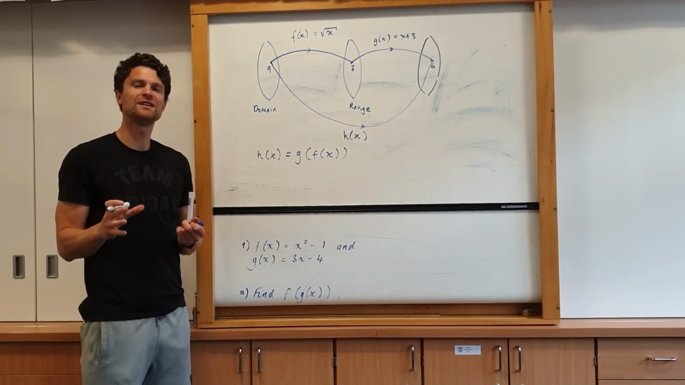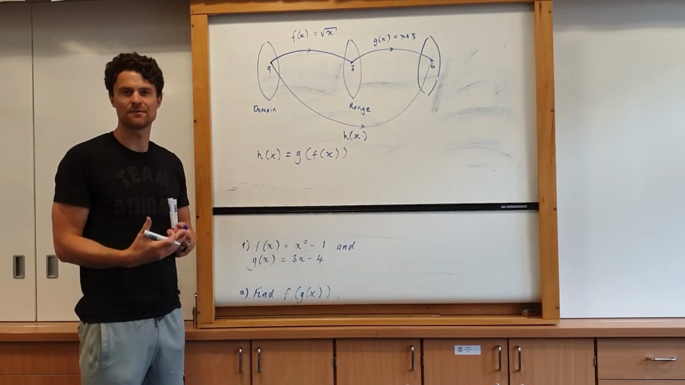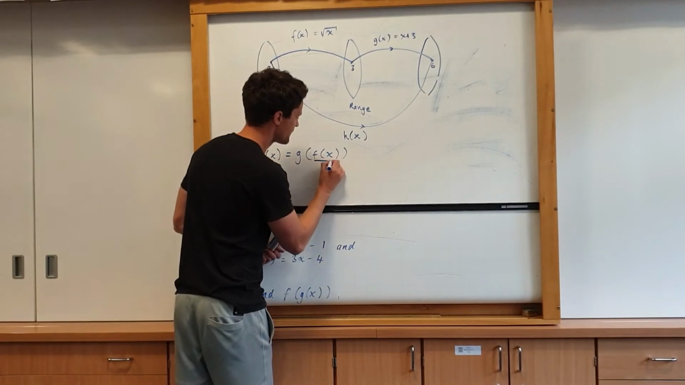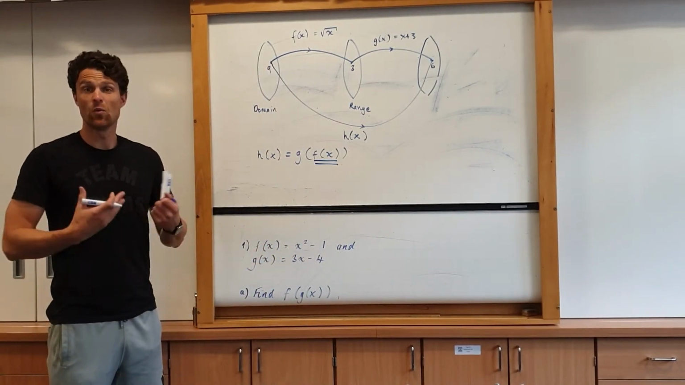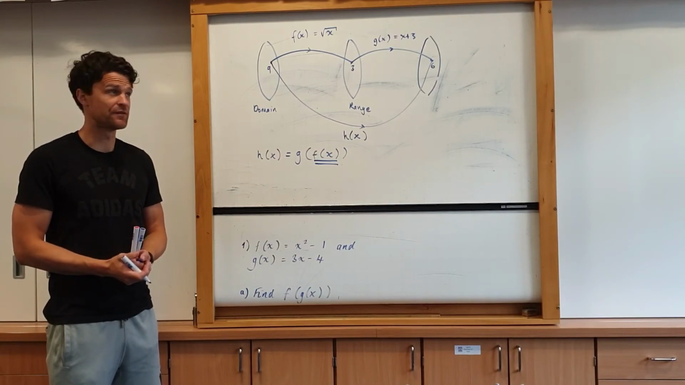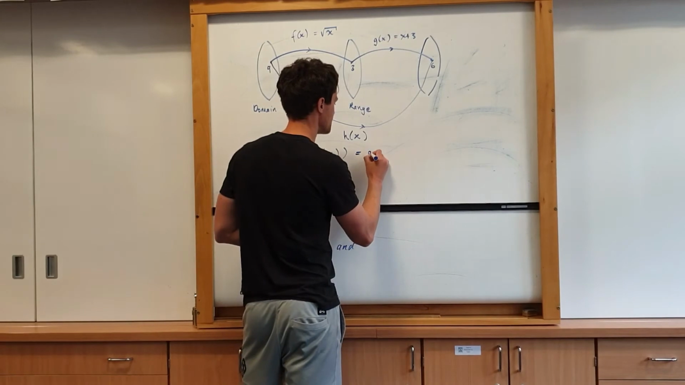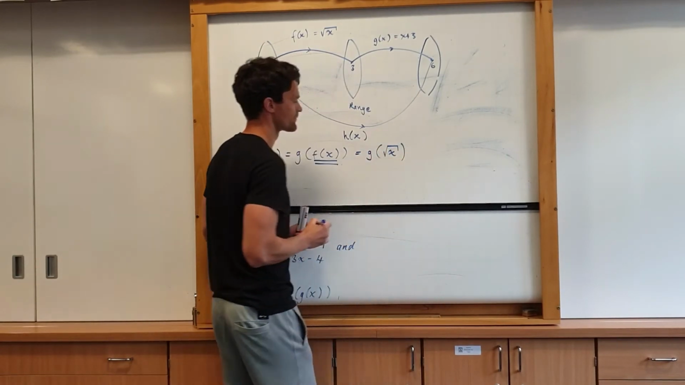Now there's a few key steps here, guys, that I really want to drill, because a lot of kids miss them out and as a result they lose marks. The first step you deal with is very simply just replacing what f of x is with the expression you have for f of x. We know that f of x is the square root of x. So my next line of working is going to be g of the square root of x.